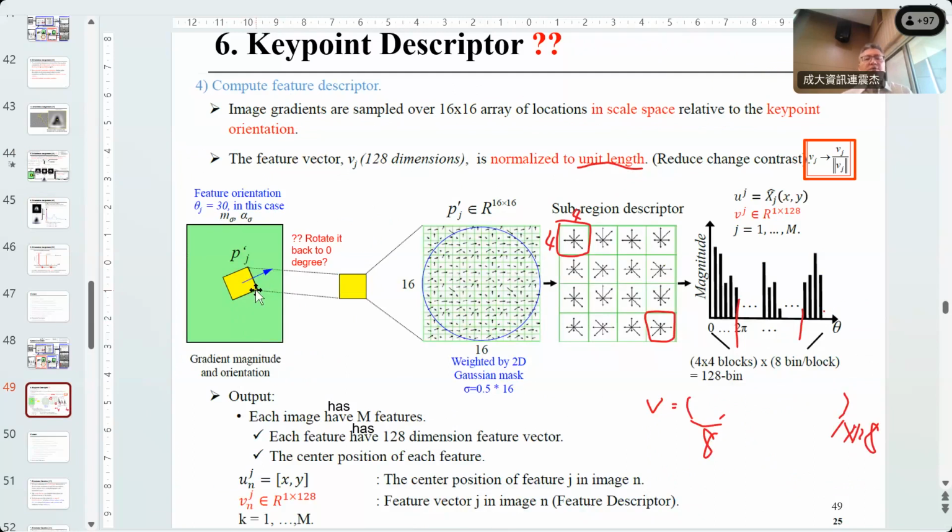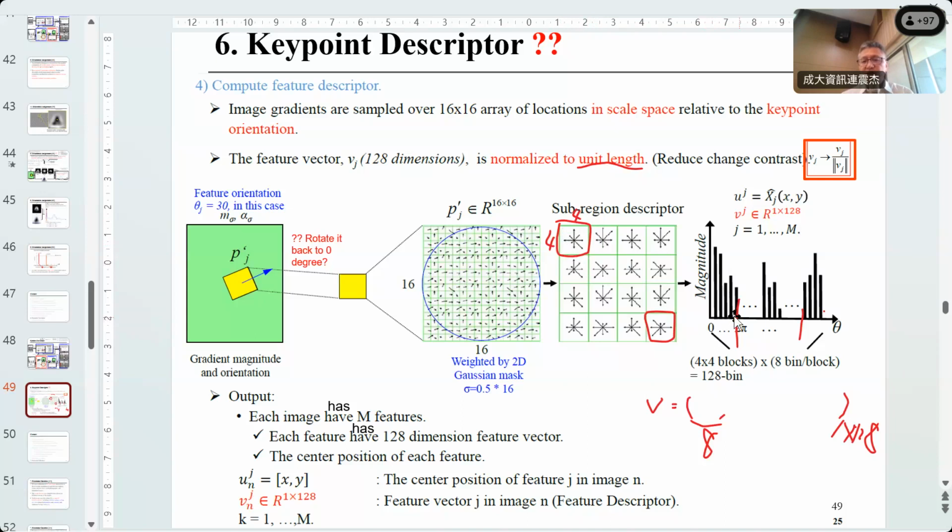So suppose for the descriptor, they do the 16 by 16. And then they divide it by 4 by 4 small parts. We call it a subregion, small region. So it's 4 pixels by 4 pixels. And each small region, they have only 8 rotation angles, 8 bins. For each small subregion, they only have 8 rotation angles.